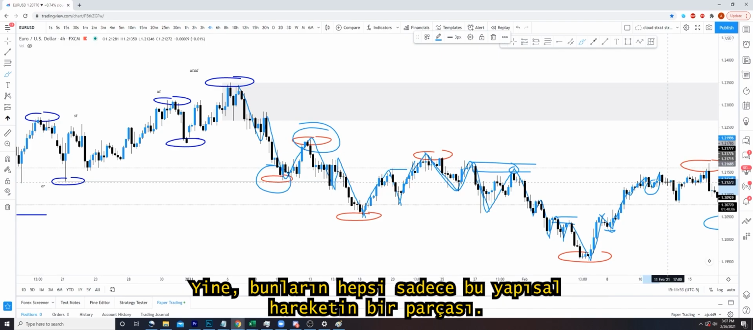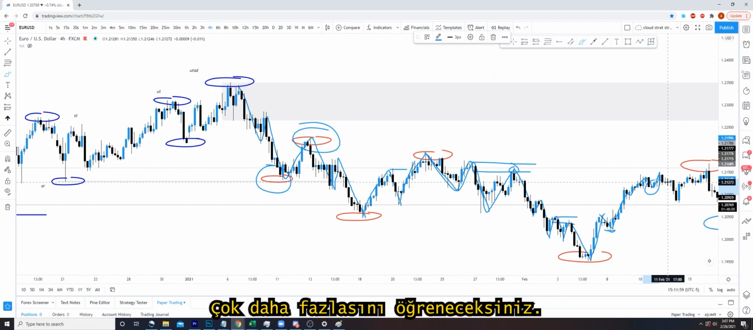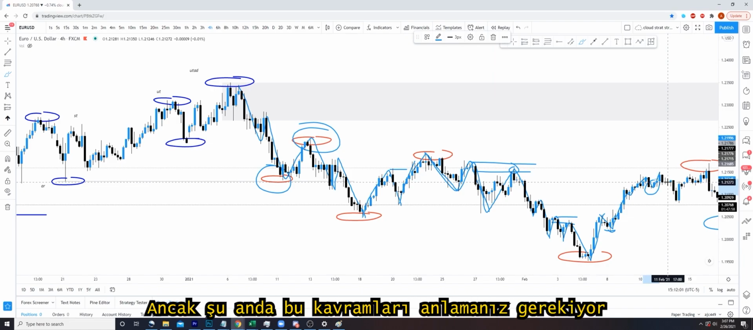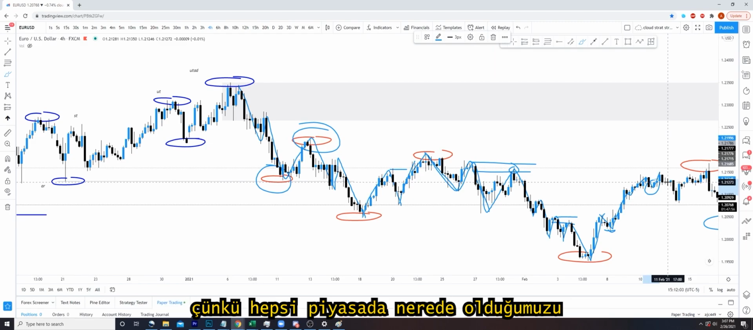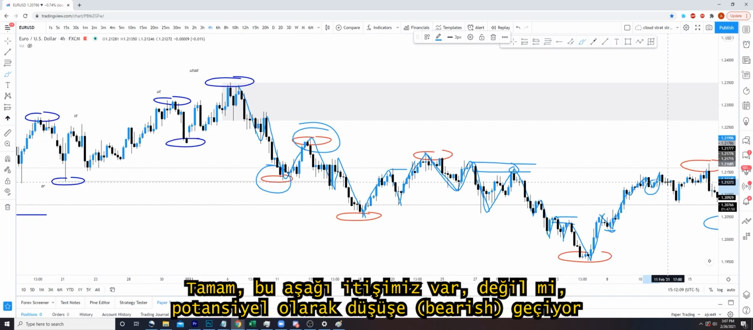Now again, this is all part of just this structural move. This is not the only way we get involved. You will learn a lot more. However, right now you need to understand these concepts because they are all part of the way that we are going to gauge where we are in the market and how we're going to trade it down the line, okay?